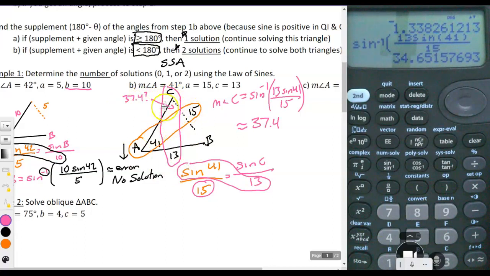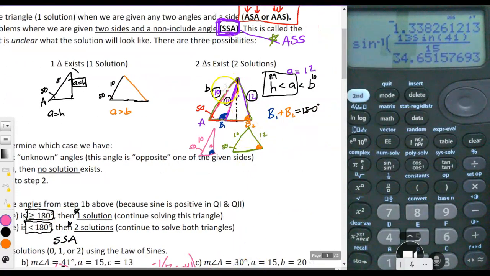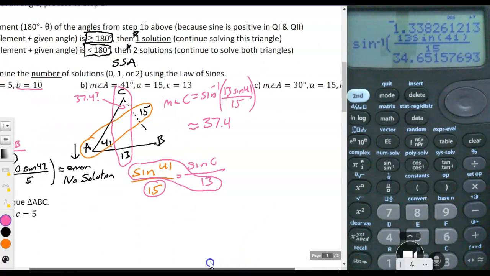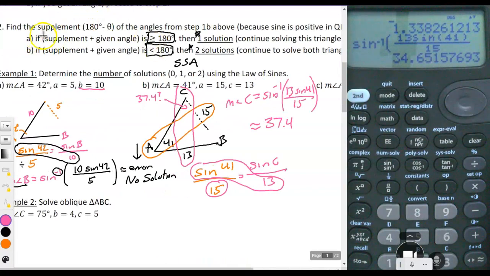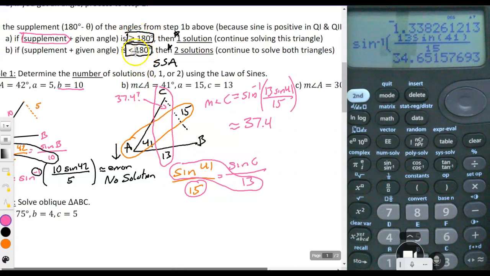The question is, is there another way to actually draw this triangle, and does this situation exist where it could be drawn two different ways? We have to figure out if it can or cannot. And the way to do that is right here. You find the supplement of what we just found, find the supplement of this angle and add it to the original angle we were given, 41. So I have to do two things. First subtract this from 180 to get the supplement, and then add 41 to it. Then I'm looking to see, is it bigger than 180 or less than 180? That's the key.